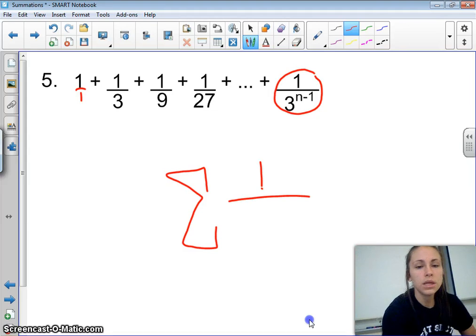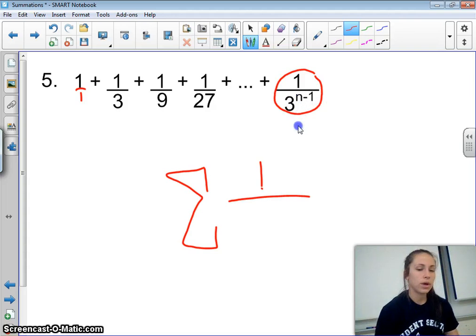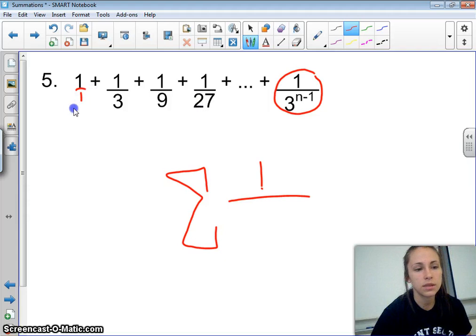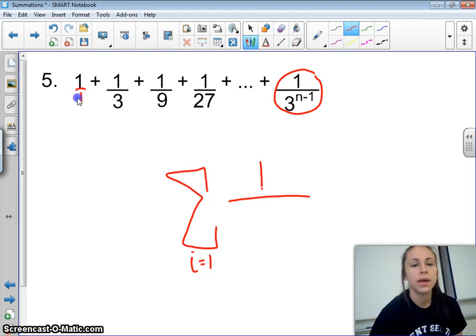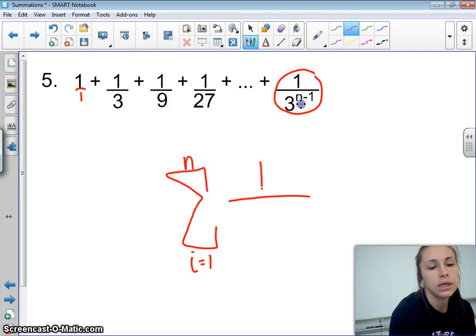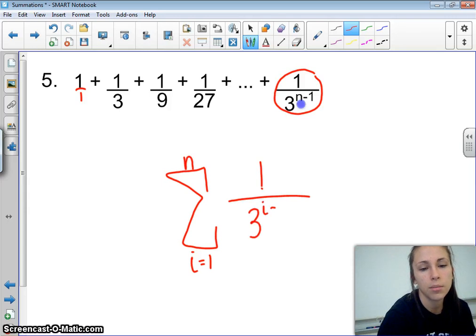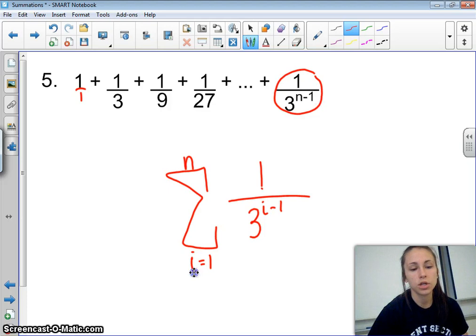And then it tells me right here, the pattern that's going on in the bottom of the fraction is 3 to the n minus 1. So n is just like i, whatever number I'm going to plug in there. And so the way that I would write this is I can look and see that my first denominator is at 1. So i is going to start at 1. And then this sum ends at n, at some number. And so it's going to end at n, and then I would just say 3 to the i minus 1 is in my denominator. And so let's check this to make sure that it's correct.